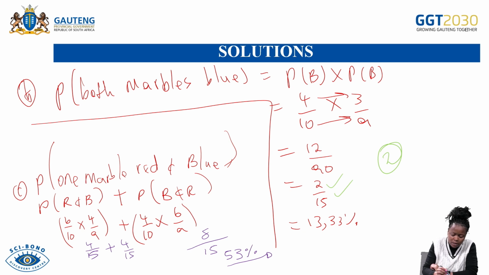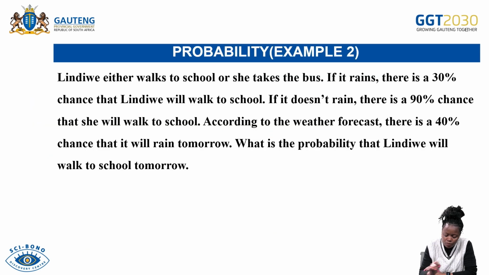So when you are getting your marks, they'll mark for you here, and you'll also get a mark here, and then you'll get a mark like that. Okay, so let's move to the second example. I hope you understood. If you have any questions, please don't be afraid to post in the chat.